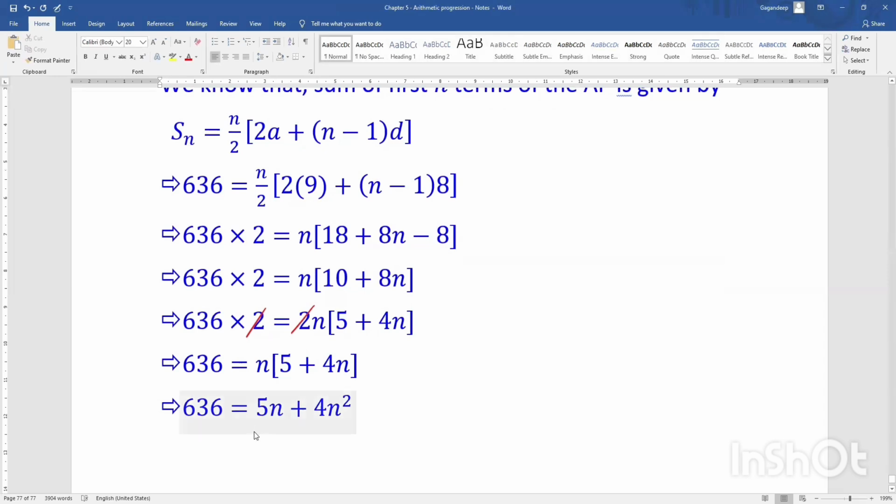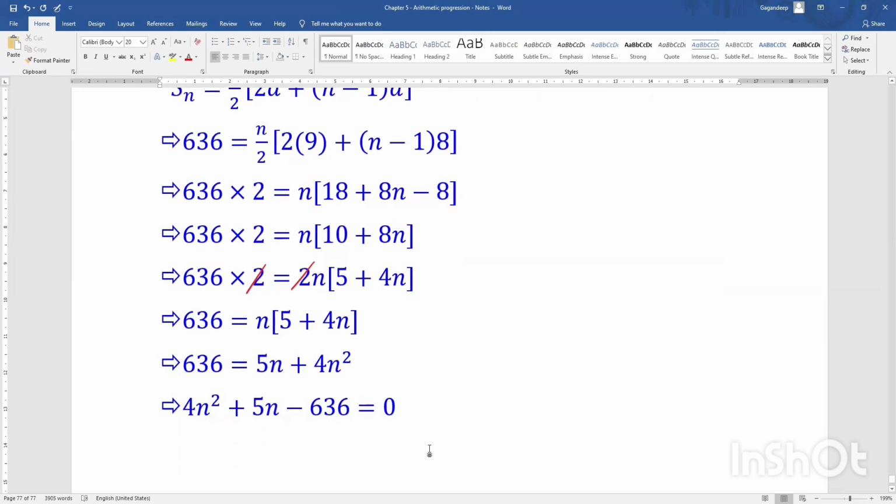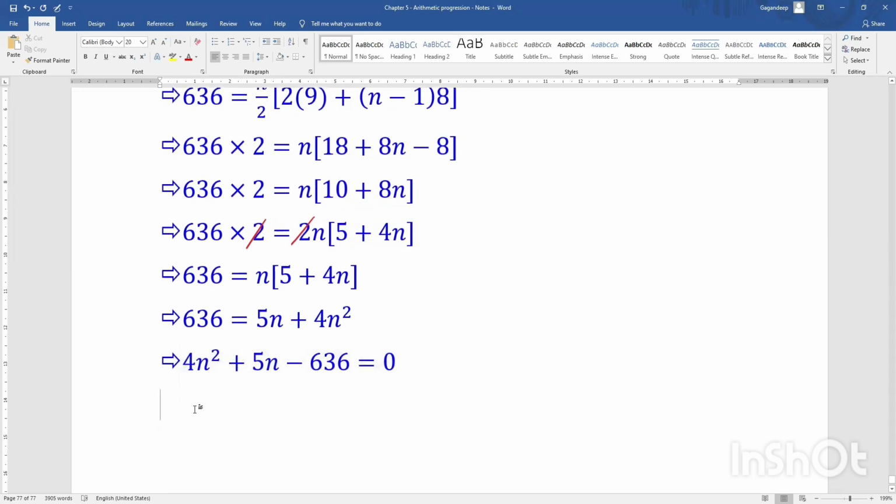Now we are going to arrange the terms in my next step. That gives you 4n square plus 5n minus 636 equals 0. Now we have to use the method of splitting the middle term to factorize the given quadratic equation. So how are we going to factorize it? Let me show you.